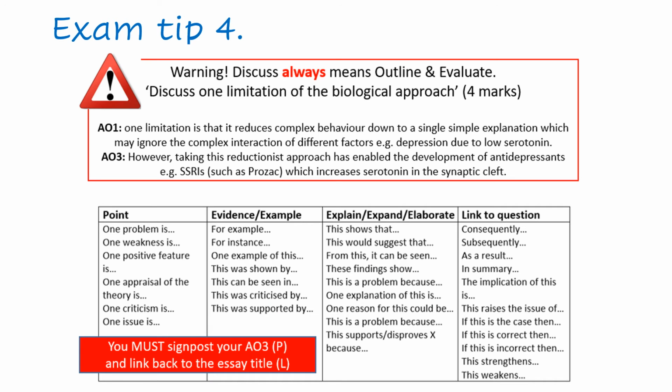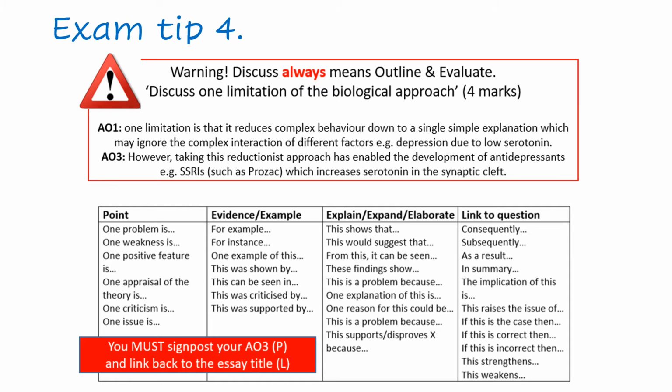My fourth exam tip is a common mistake that I see across exam papers. If students see the word discuss, they tend to forget that means you have to outline and evaluate. And I end up with a lot of brilliant outlines, but then the evaluation has been forgotten. Even if it's a 4-mark question, you still need to outline and evaluate.